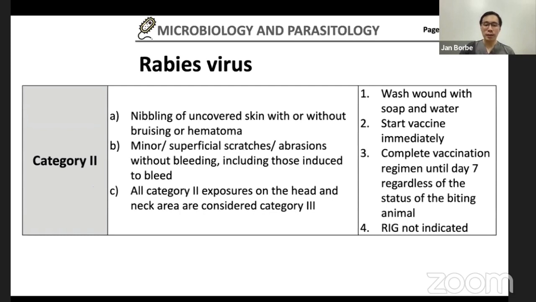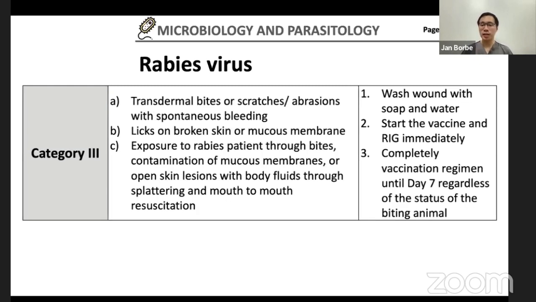So category 2: nibbling of uncovered skin, minor scratches, abrasions. And category 2 on the head and neck are automatically moved to category 3. Because with category 2, we start vaccine immediately, okay, and RIG is not indicated. Category 2 on the head and neck, because it's near the brain, right? It goes by retrograde axonal transport. So automatically, they become category 3.